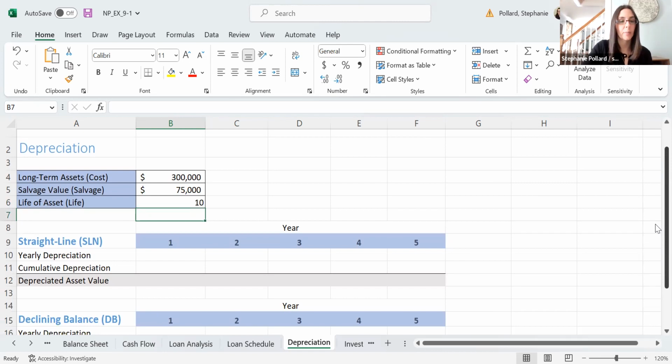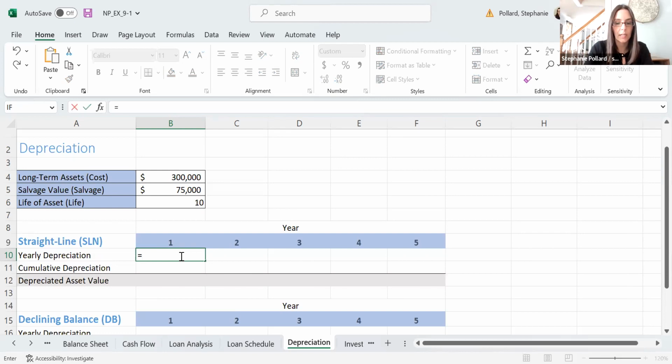All right, so I'm going to do straight line depreciation first. I'm going to start in cell B10, and the formula for straight line depreciation is SLN for straight line. You're going to enter the cost, and I'm going to fix it. So I enter my cost, I enter my salvage value, so that's going to be B5. And the life of the asset, again, oftentimes it is in years. So here it's going to be 10 years, but it doesn't matter what the period happens to be. So this is 10 periods, right? 10 years. And that's going to be B6.